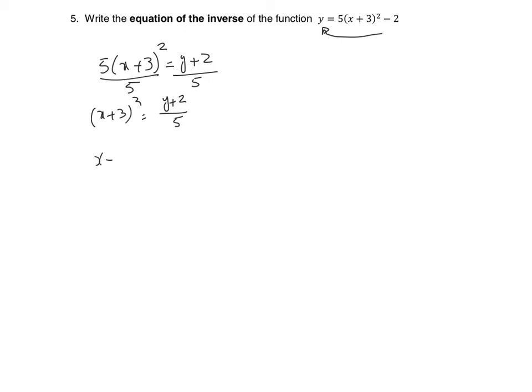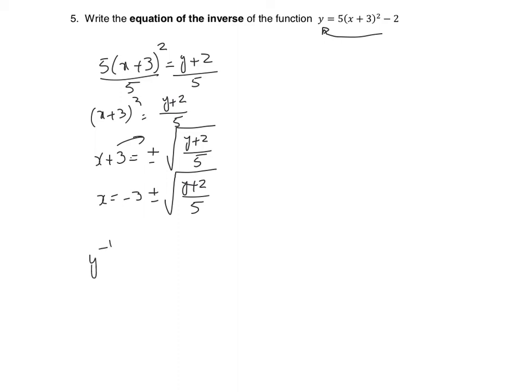I get x plus 3 equals plus or minus square root of y plus 2 over 5. Now I move 3 to the right. I get x is negative 3 plus or minus square root of y plus 2 over 5. And the last step, to replace x with inverse y and replace y with x.